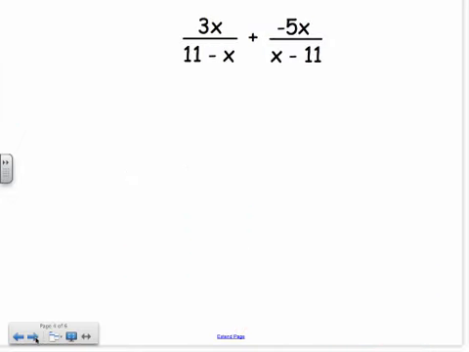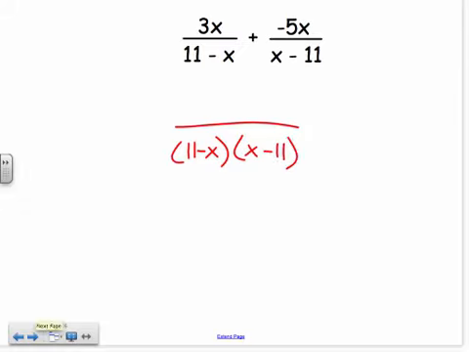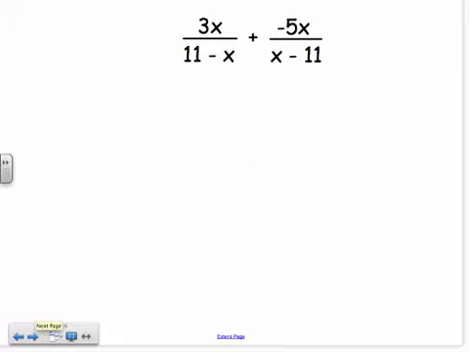All right, if I get something like this, you're probably thinking my common denominator is going to be 11 minus x times x minus 11. You could do that. It's going to add a lot of work for you. If I notice, in my left fraction, I have a positive 11 and a negative x. In my right fraction, I have just the opposites. I have a negative 11 and a positive x.